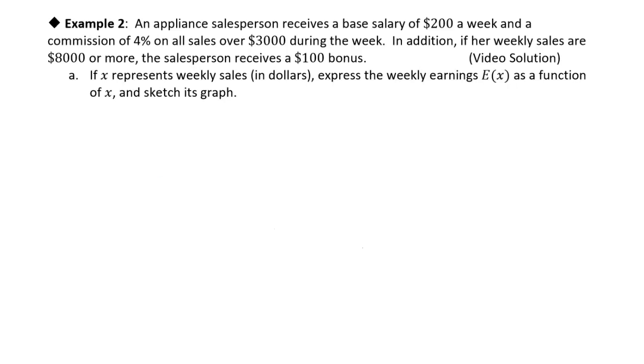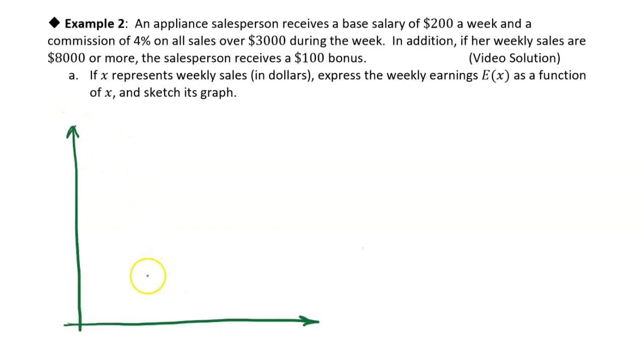All right. Well, I'm actually going to sketch its graph first, just because that's a little bit easier. Let's just think about what's going on here. So I'm going to draw a couple axes here. The earnings are dependent on the amount of sales. So I'm going to let X be the amount of sales. I'm going to put that on the horizontal axis, and then we're going to graph the earnings E of X on the y-axis, the vertical axis.